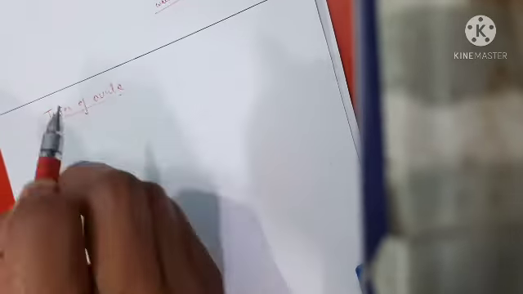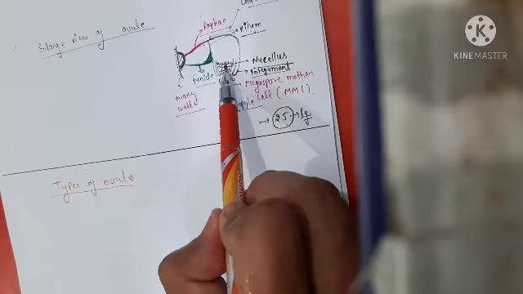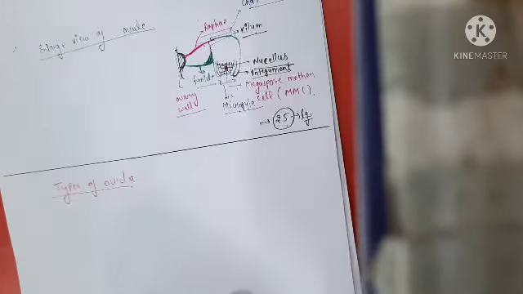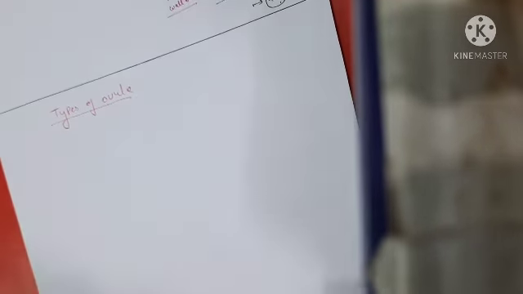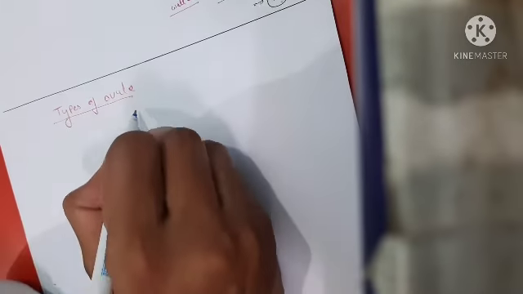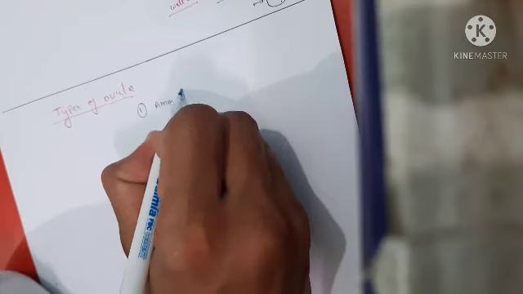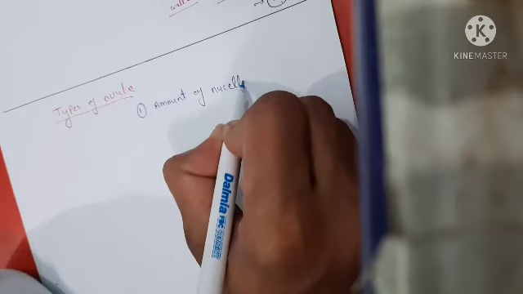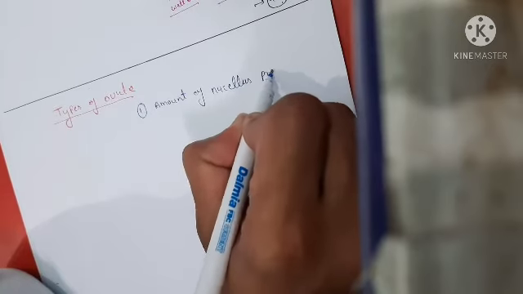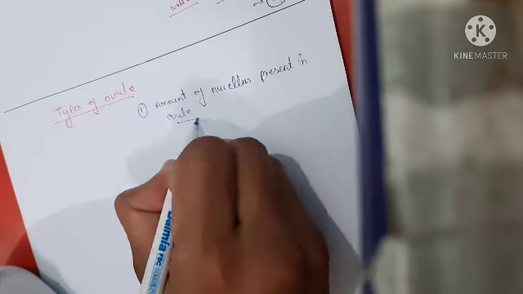Types of ovule. So friends, based on nucellus. What is nucellus? Friends, in this structure, the center part is the nucellus. So on the basis of the amount of nucellus present in the ovule, there are two types. The first classification is based on the amount of nucellus present in the ovule.